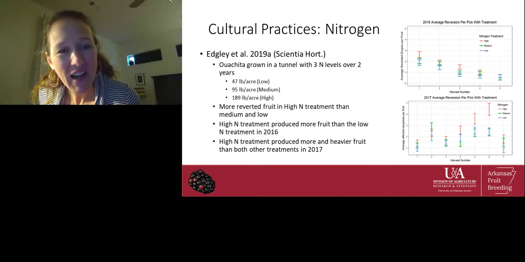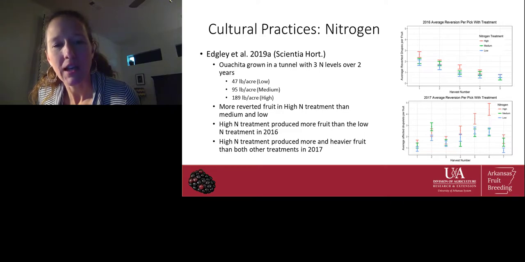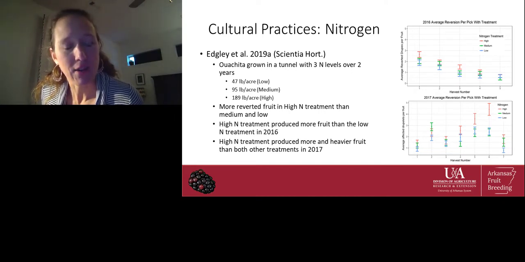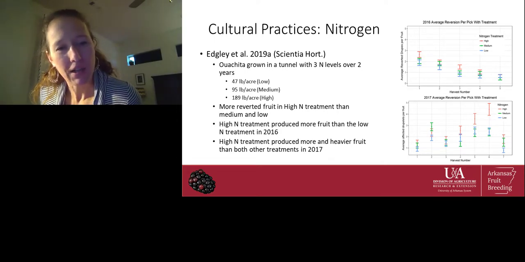But he basically did find here, you've got the high nitrogen treatment on these graphs in orange compared to medium in green, and blue is the low, that generally speaking, the high nitrogen treatment produced more red druplet reversion than the low and medium nitrogen treatments. I mean, for most of our growers, you're never going to put that much nitrogen out there, so I'm not sure how relevant that is. But we know that nitrogen can have an effect. It also produced more fruit than the other treatments, but I don't know that the yield made up for the cost and, of course, the red druplet reversion.